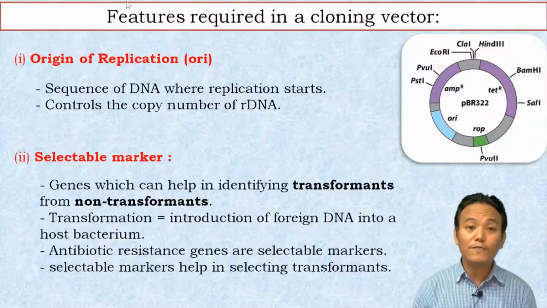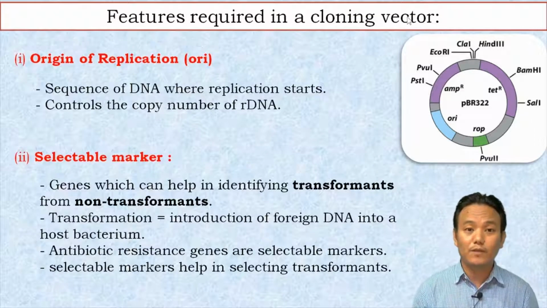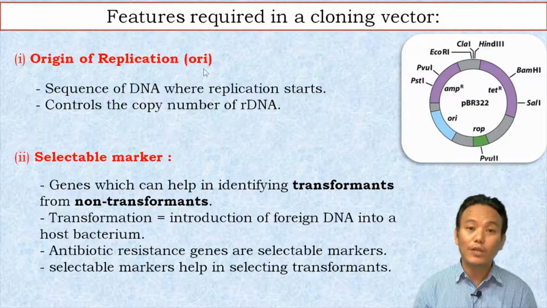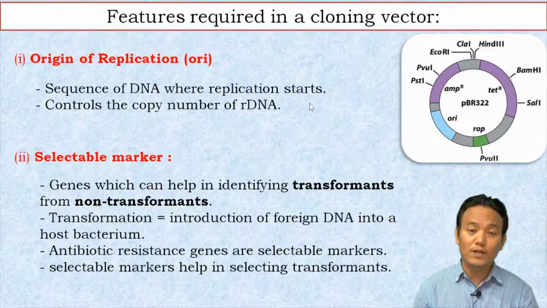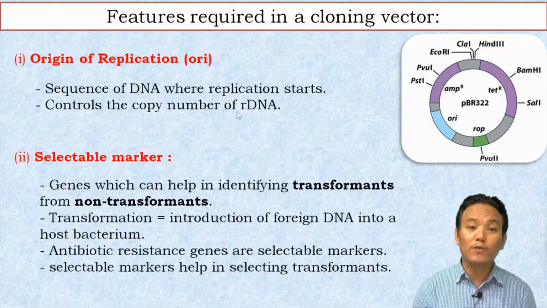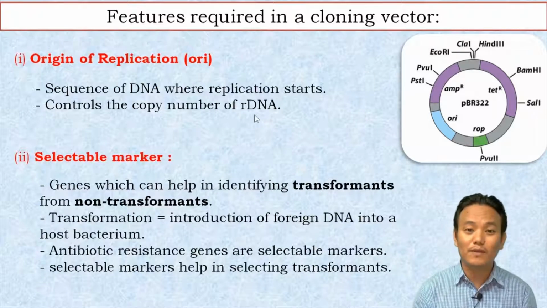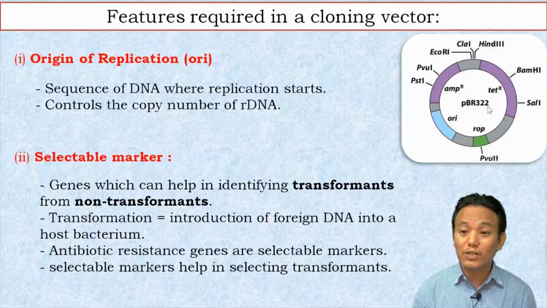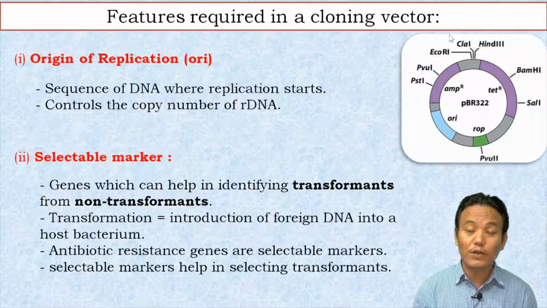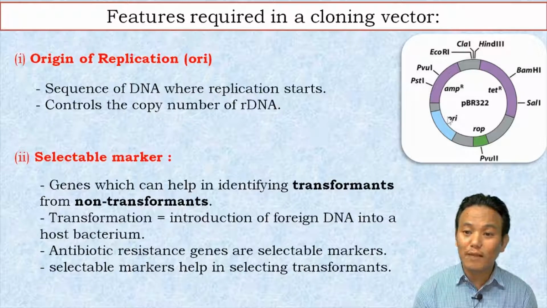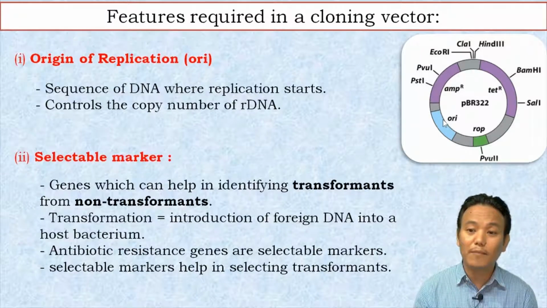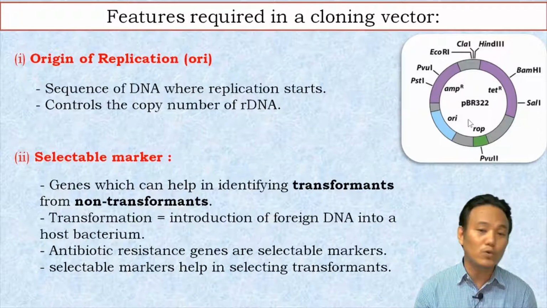Now there are some important features that are required in a good cloning vector. The first important feature is the origin of replication, or ORI in short. Origin of replication is a sequence of DNA where DNA replication starts. It also controls the copy number of recombinant DNA within the host organism. If you take a look at the diagram of pBR322, the blue region over here represents the origin of replication. It is the DNA sequence where the DNA polymerase will come and bind and initiate the replication process, thereby creating multiple copies of itself within the host organism.